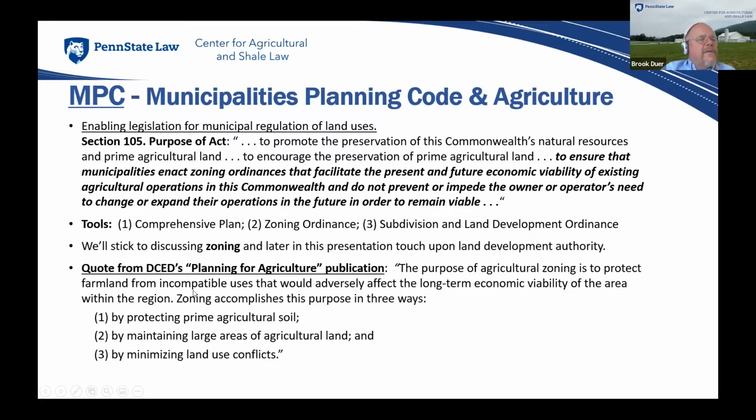The purpose of ag zoning is to protect farmland from incompatible uses that would adversely affect the long-term economic viability of the area within the region. Zoning accomplishes this purpose in three ways: protecting prime agricultural soil, maintaining large areas of agricultural land, and minimizing land use conflicts. Pretty succinct statement. I like that. Obviously, we may not be accomplishing that on all cylinders right now. There's always dust ups and issues, particularly the land use conflicts, but nicely stated.